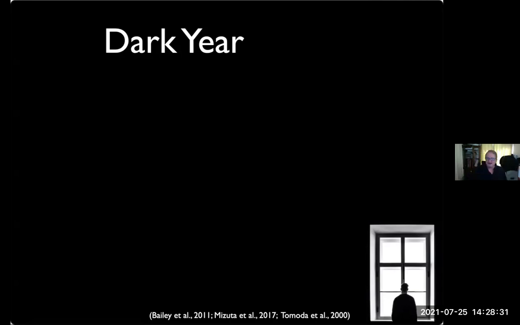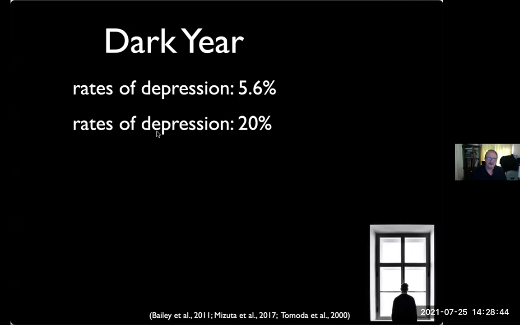In high school and university, there's this 12-month period where normal rates of depression in high school and college are about 5.6%. But in this 12-month period, it goes to 20%. And it's mainly women. It's still double for men at 10.2, but for women, it's 28.4.